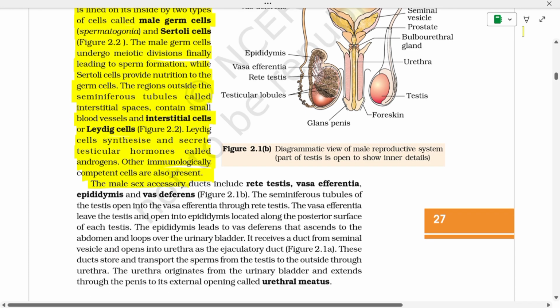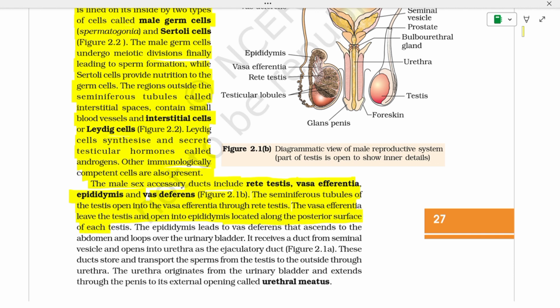The male sex accessory ducts include rete testis, vasa efferentia, epididymis, and vas deferens, figure 2.1b. The seminiferous tubules of the testis open into the vasa efferentia through rete testis. The vasa efferentia leave the testis and open into epididymis located along the posterior surface of each testis. The epididymis leads to vas deferens that ascends to the abdomen and loops over the urinary bladder. It receives a duct from seminal vesicle and opens into urethra as the ejaculatory duct, figure 2.1a. These ducts store and transport the sperms from the testis to the outside through urethra.